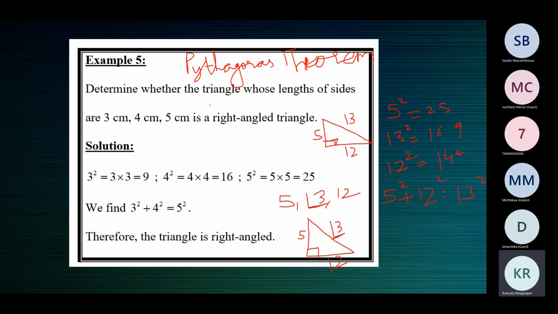And which side is called the hypotenuse? Ma'am, the longest side or the side opposite to the right angle. Yeah, the longest side. So 5, 12, 13. The longest side 13. And 13 will always be opposite to the right angle. So the side opposite to the right angle is the longest side, which is called the hypotenuse. In a right triangle, the side opposite to the right angle is called the hypotenuse, which is the longest side.